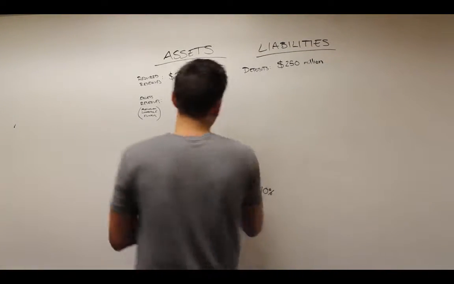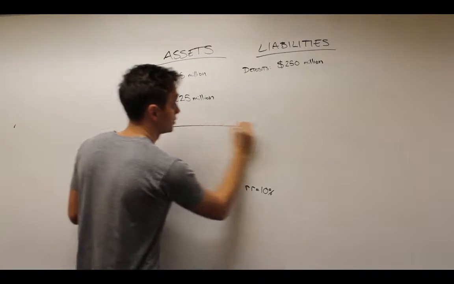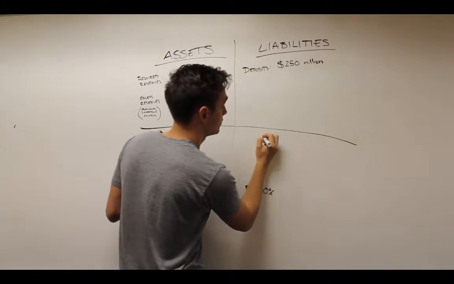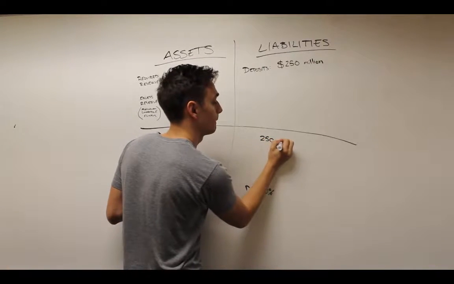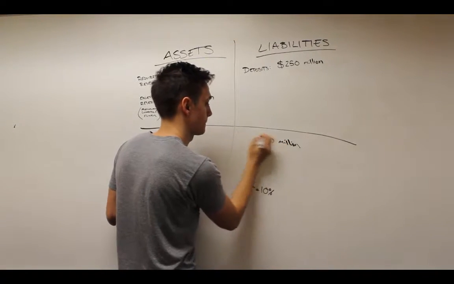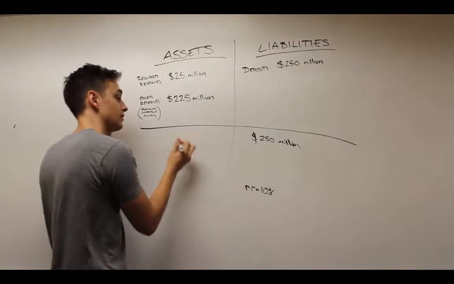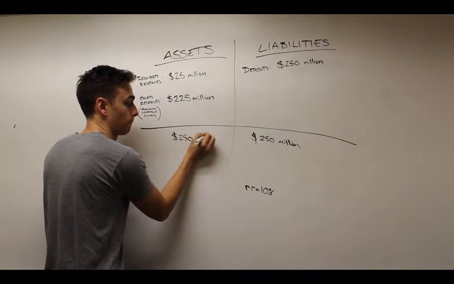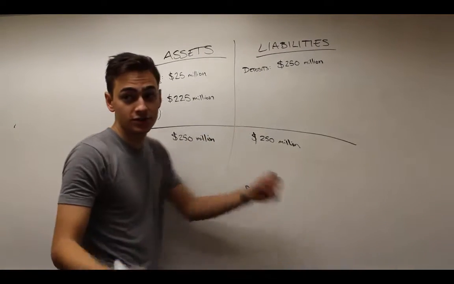So that's 225. And when we tally up the balance sheet, we get the deposits, so our liabilities equal 250 million. And our assets equal 250 million. So the balance sheet equals.